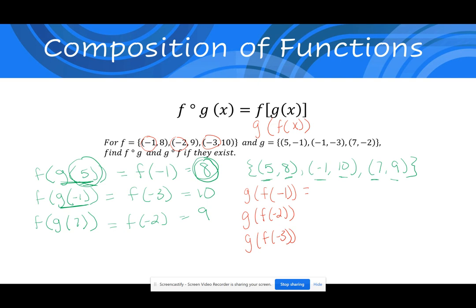So g of f of negative 1, well, f of negative 1 is 8, so we're going to find g of 8. But when I look here, there's no x value for g that's 8. So this means g of f does not exist.